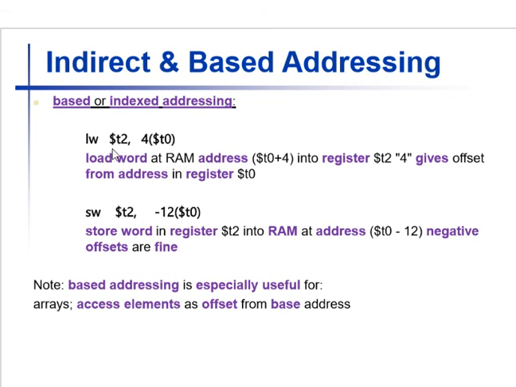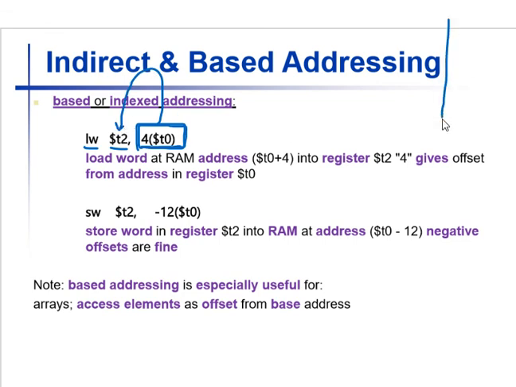So here in based addressing the syntax is very close to the load byte. Here load word, then the destination register, offset, base address. So what do you do? You add the content of the base address with the offset 4, you get a final address. And that value you move onto the register T2, that is the meaning.